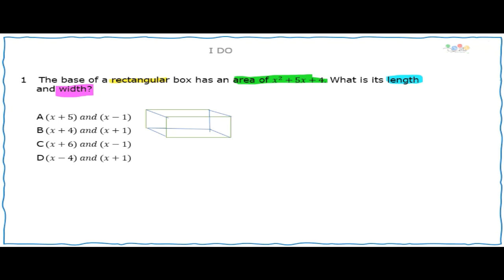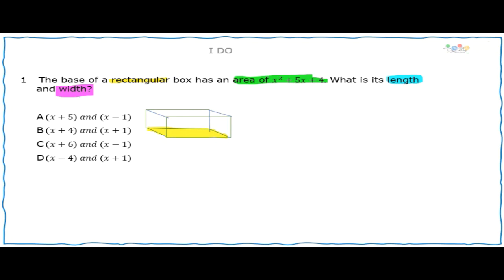Okay, so let's continue. We do have a box and we're talking about the base. So the base will be this on the bottom. I'm gonna go ahead and shade it. You guys can do the same thing. You can use a pencil, anything that you have available. So that's my base, right? And we're talking about the fact that it has a value. That base is actually x squared plus 5x plus 4. Is that correct?